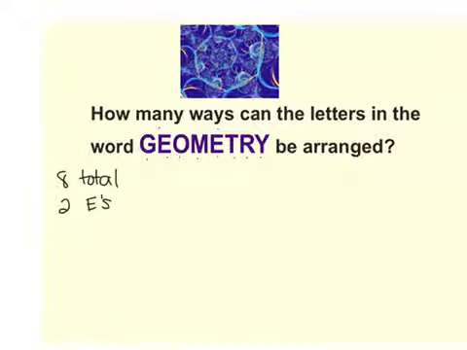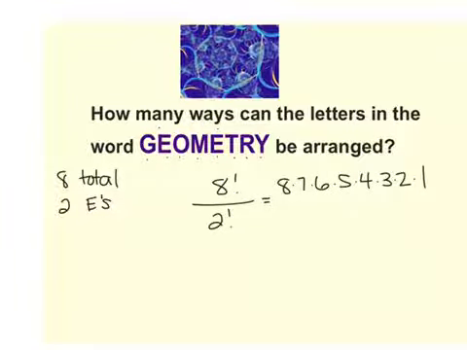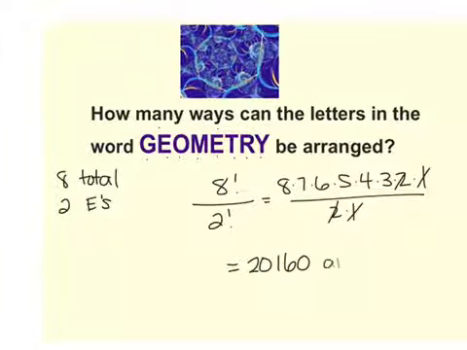Nothing else is repeating, so I'm just going to go ahead and write my formula from here. I have the total on top, which is not 11, that's for Mississippi. I have 8 on top, and then 2 factorial on the bottom. So when I do that, I get 8 times 7 times 6 times 5 times 4, 3, 2, 1, divided by 2 times 1, cancel everything out. So I have 8 times 7 times 6 times 5 times 4 times 3. When I do that in my calculator, I get 20,160 different arrangements for the letters in the word geometry.